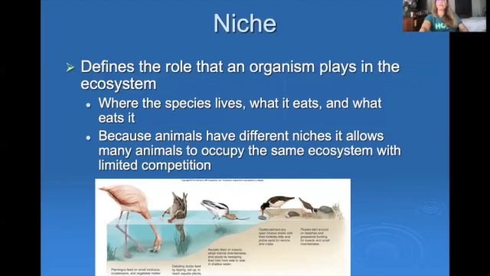Because animals have different niches, you can have a lot of animals living in a small space. If you look down here at our shorebirds, they are all eating something different. And because they are all eating something different, they can all live in that shore area together. They're not competing because they've got their own individual resources that they're going after.